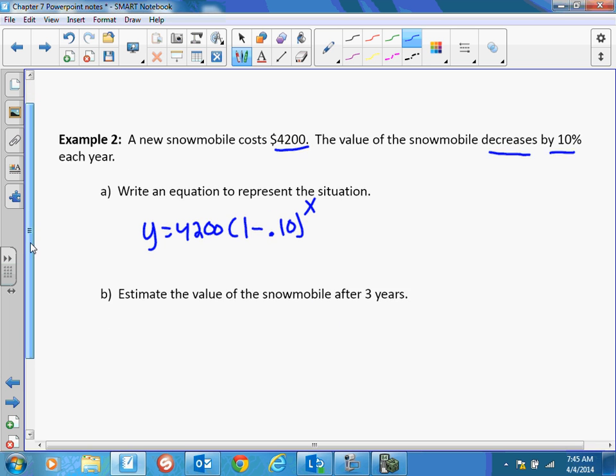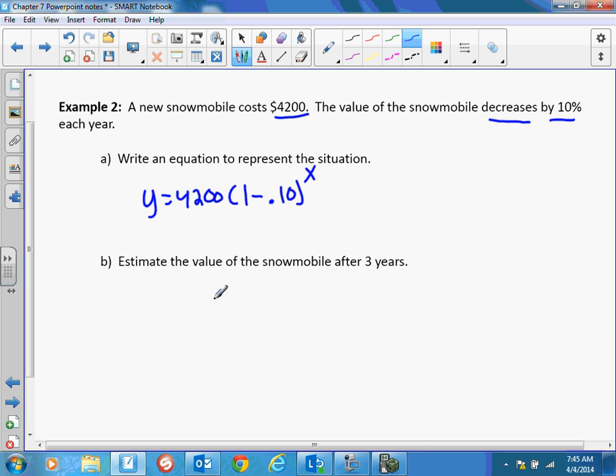Then when it says estimate the value of the snowmobile after 3 years, we can simplify this equation. So it'll be y equals 4,200. 100% minus 10% is how I like to think of it, that is 90%, or 0.9. If you want to put 0.90, you can. You can just put 0.9 if you want. To the power of 3.